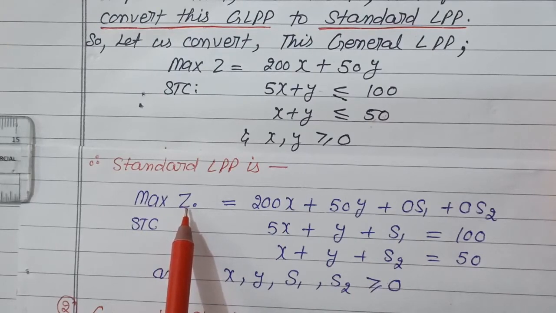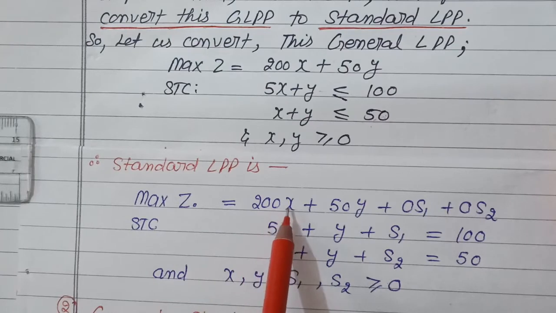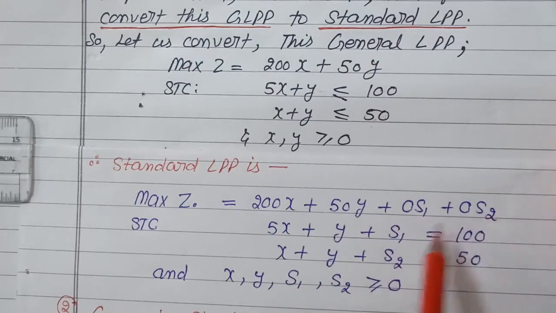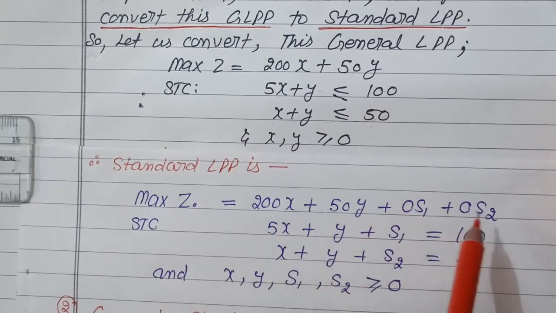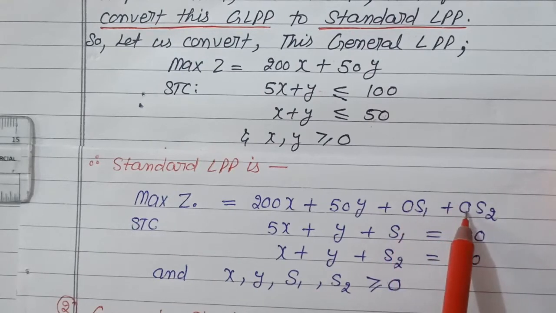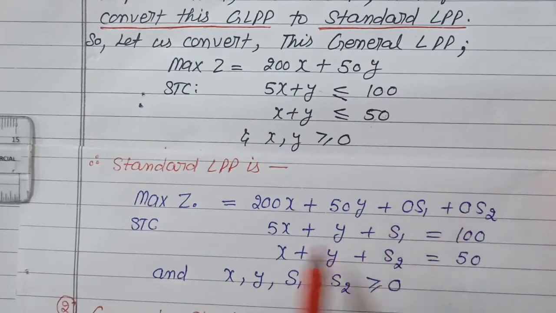The maximization type objective function will now be written as 200x plus 50y plus 0s1 plus 0s2, because we have to add these two slack variables also to the objective function. But please remember that the coefficients of these two will be 0. Now these are the two constraint equations, and they have been converted to equality equations, so they will become 5x plus y plus s1 equal to 100 and x plus y plus s2 is equal to 50.